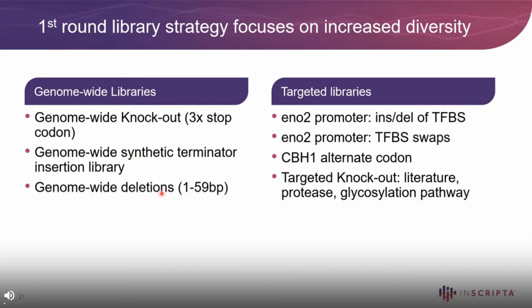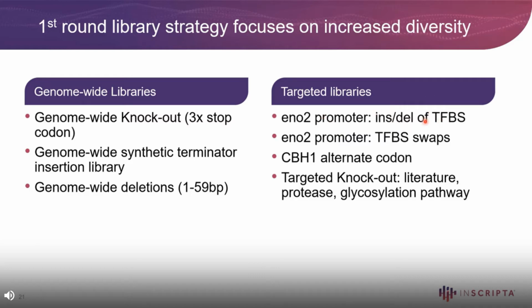And then we had another library where we basically introduced 1 to 59 base pair deletions throughout the genome. And these deletions can target either the open reading frame itself of a gene or the regulatory regions of that gene. So those are our genome-wide, unbiased, untargeted libraries. As well as the targeted libraries or rational libraries, we had 2 libraries that were targeting the ENO2 promoter that was driving expression of CBH1.